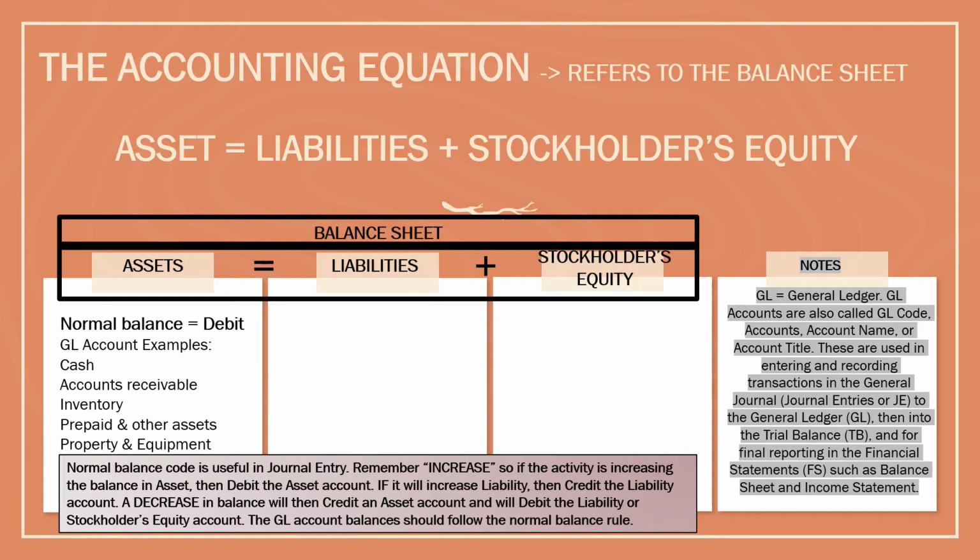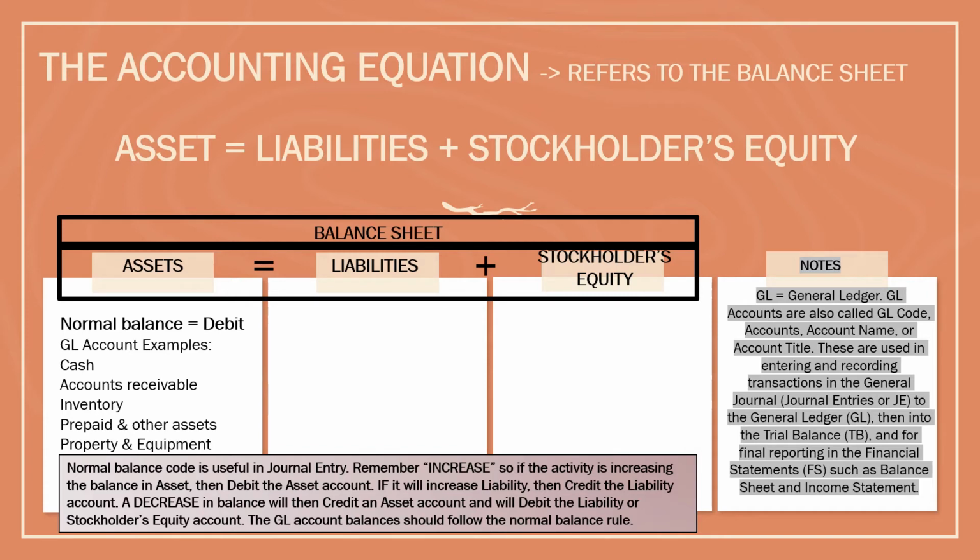Remember, increase. If the activity is increasing the balance in an asset, then debit the asset account. If it will increase a liability, then credit the liability account. A decrease in balance will credit an asset account and will debit the liability or stockholders' equity account. The GL balances should follow the normal balance rule. So this is very important. I have to stress this all the time to my students. It's very important that we know the basics, which is the normal balances of accounts.